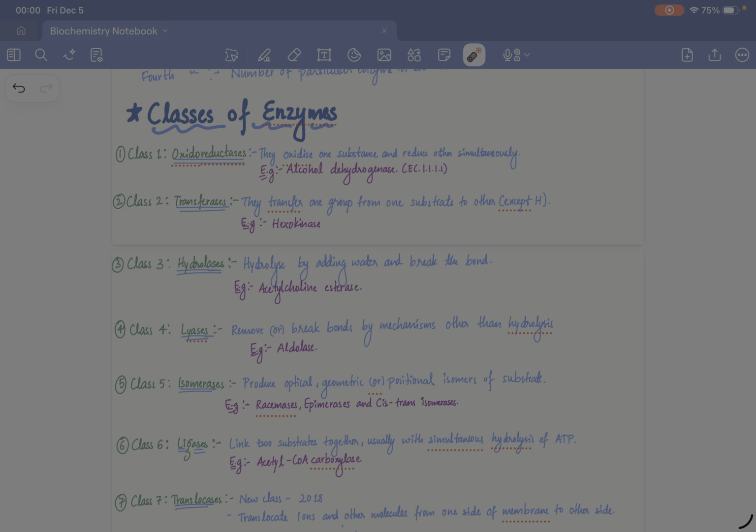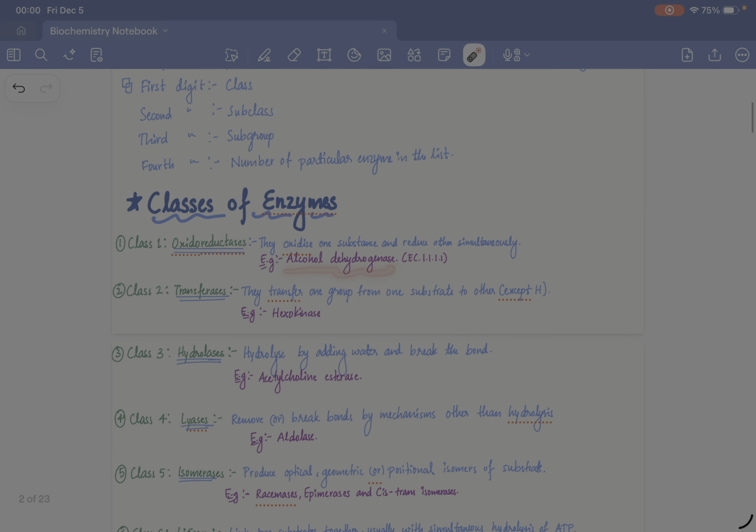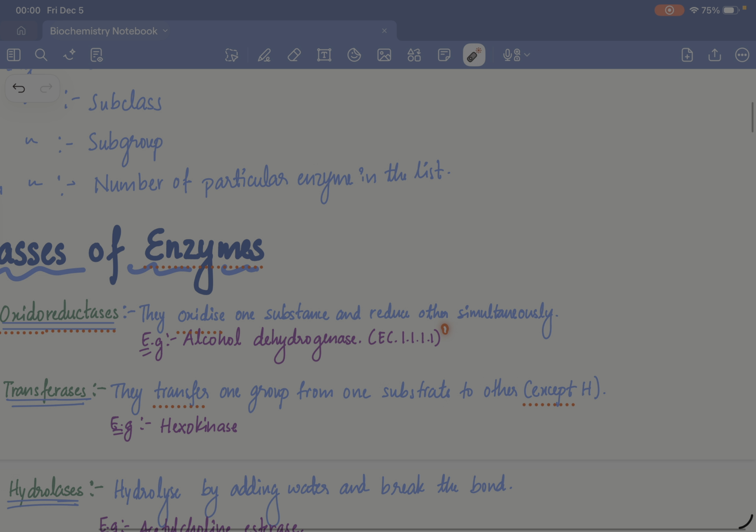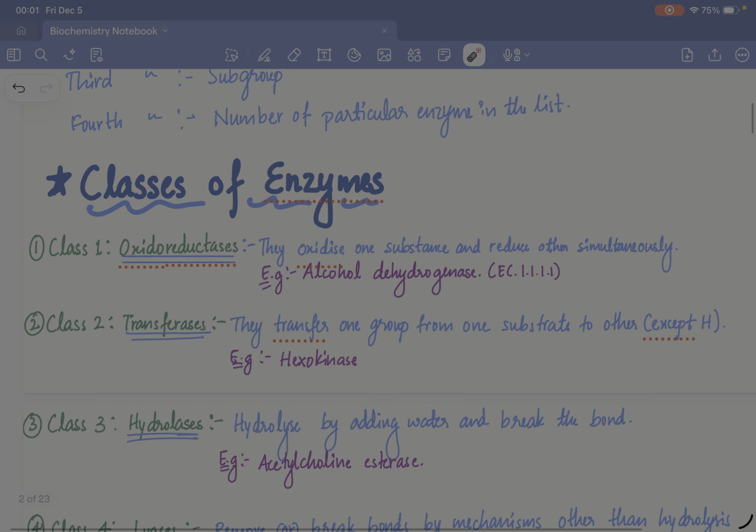Then coming to the classes, class 1 is oxidoreductases. They are nothing but enzymes which oxidize one substance and reduce others simultaneously. It means oxidation and reduction, redox reaction, which they facilitate. Okay, example is alcohol dehydrogenase. And according to the IUBMB system, the name will be EC 1.1.1.1 because it belongs to the first class, first subclass, first subgroup, and the number of the particular enzyme in the list is 1.